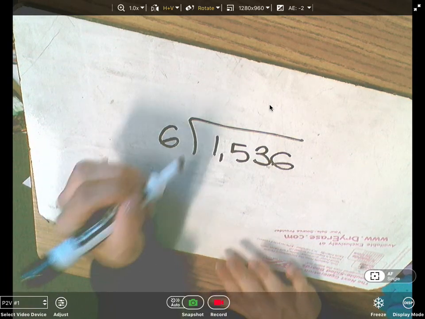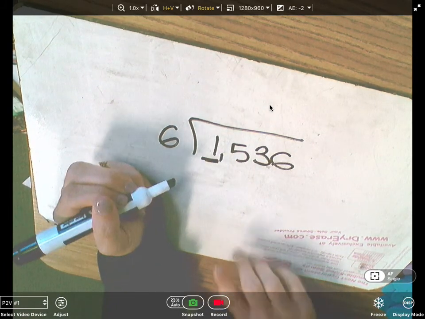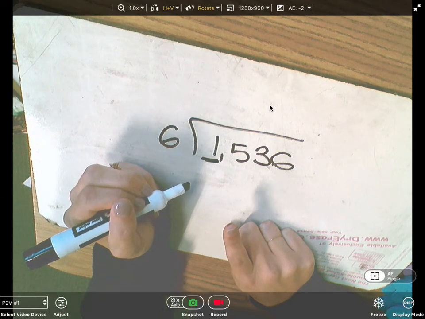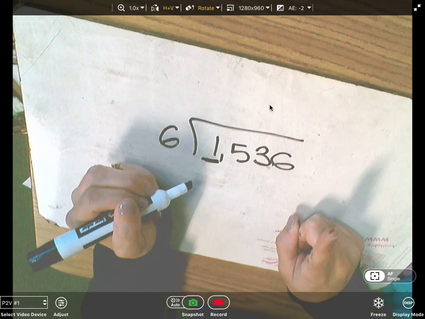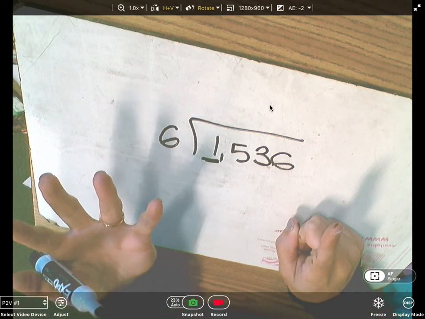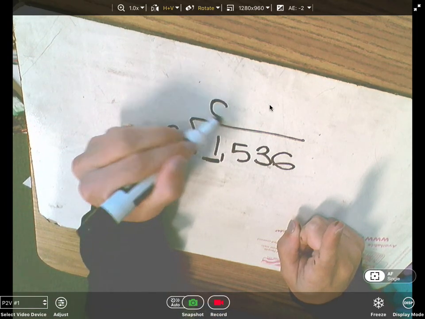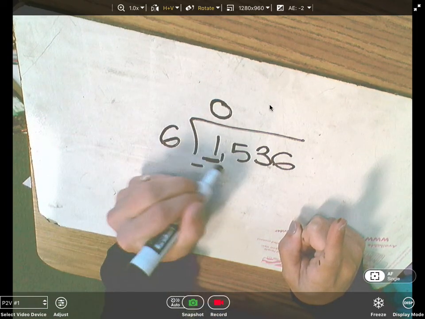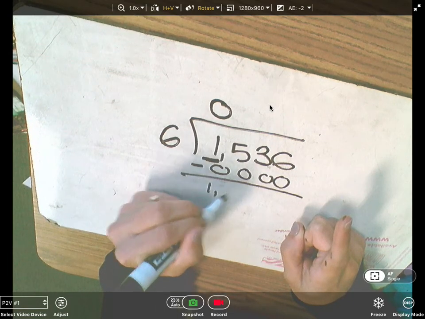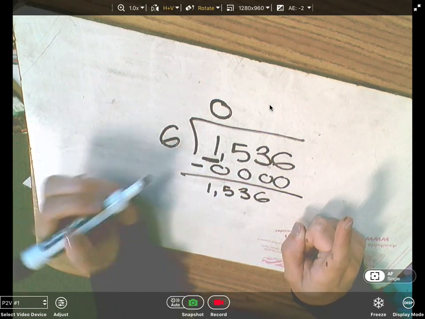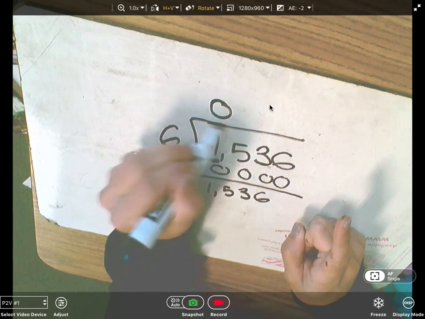Okay. So what I'm going to do is I'm going to start with my thousands. If I have 1,000 and I have 6 people, one thing and 6 people, I can't do anything with that. That doesn't work. So I'm not going to give any thousands away. So I've given away nothing. And I still have 1,536 left. It's just that now I have to regroup. I've given away 0 thousands.